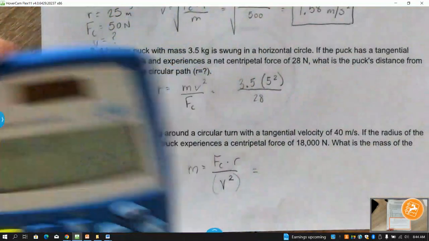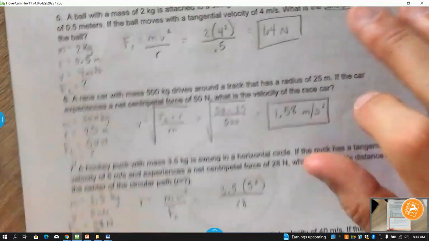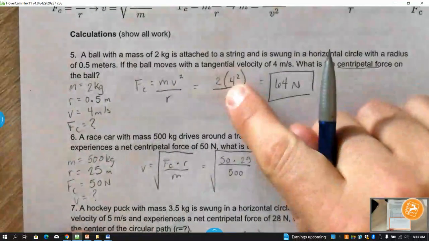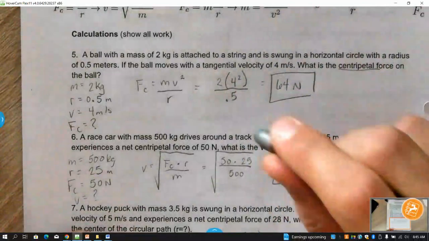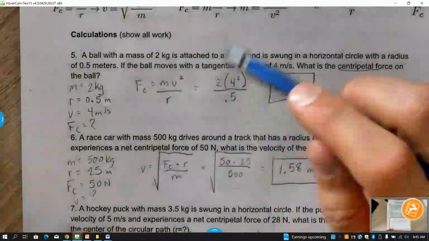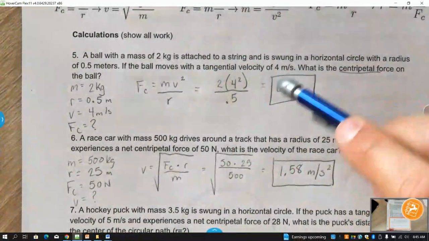And number 5 on the top. Well, yeah, so I did 4 squared, 16, that times 2, 32, and then when you divide it by 0.5, it's like doubling it. So it winds up becoming 64.